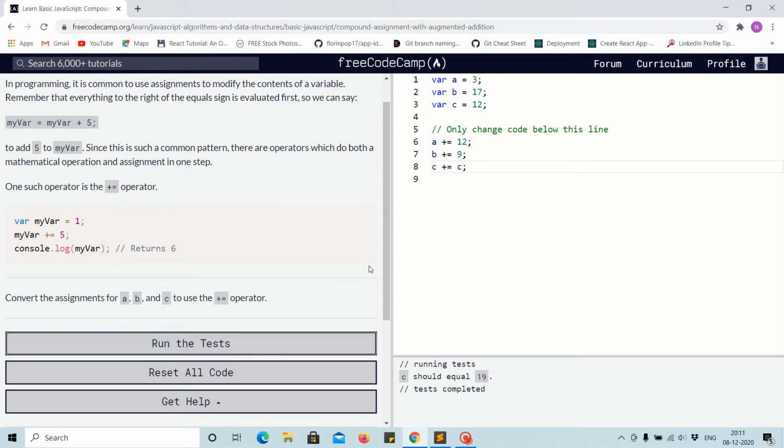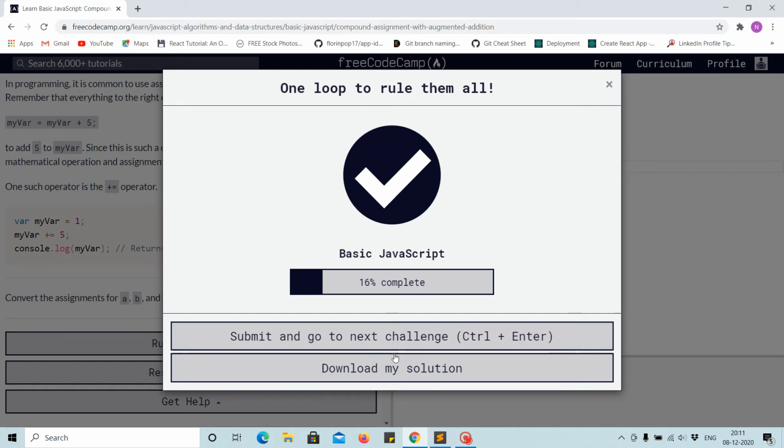Okay. I have removed 7 instead of removing C. Silly me. So like this, now it should work. Run the test and it's successful.